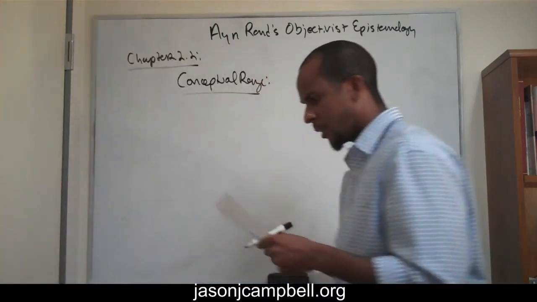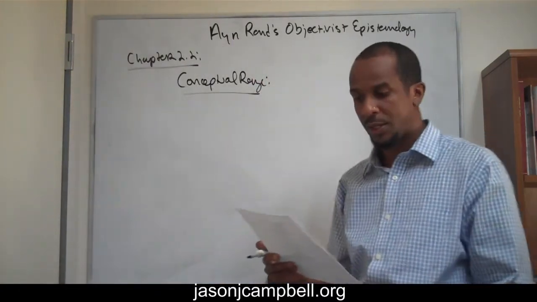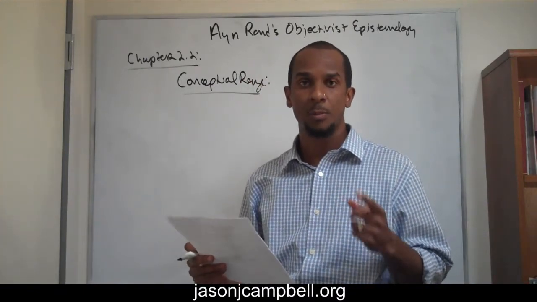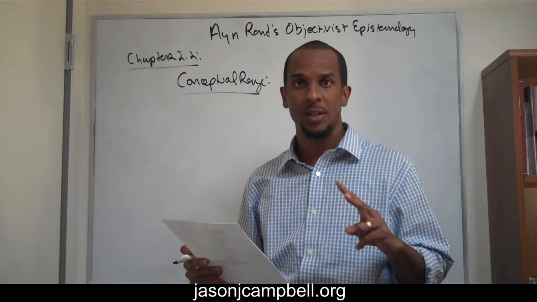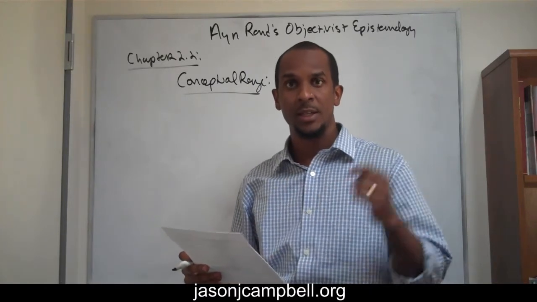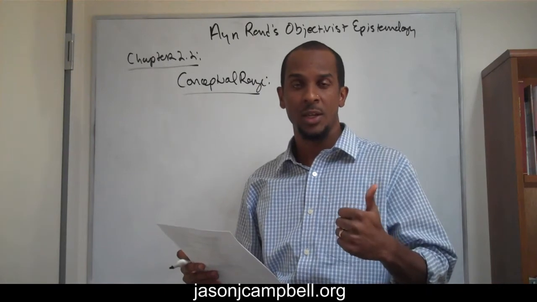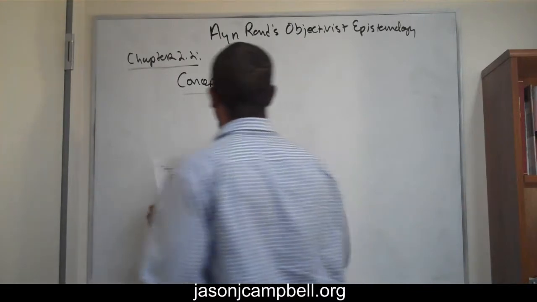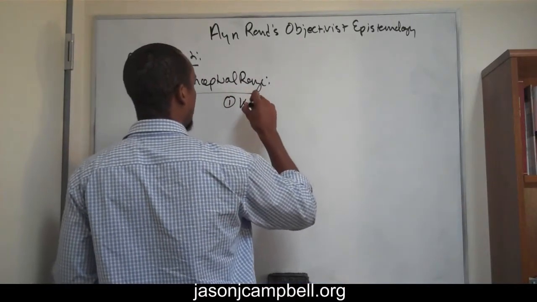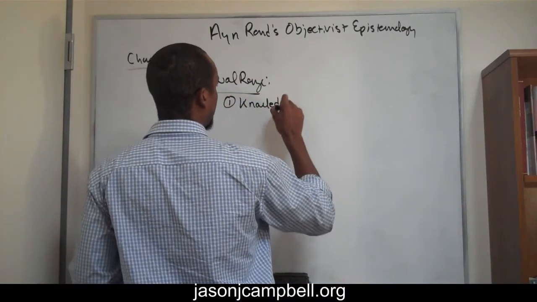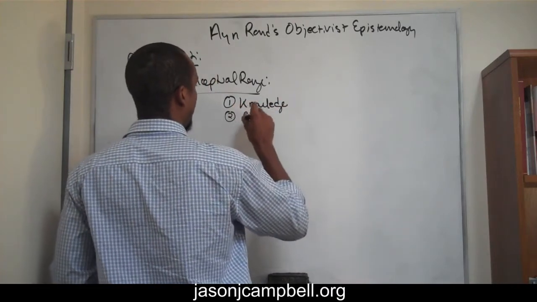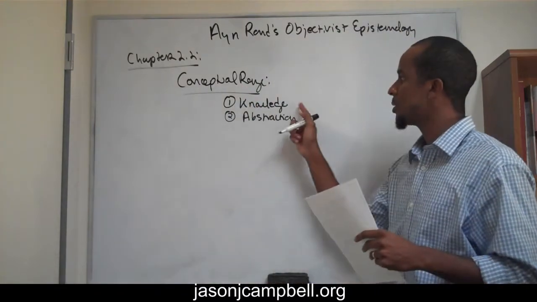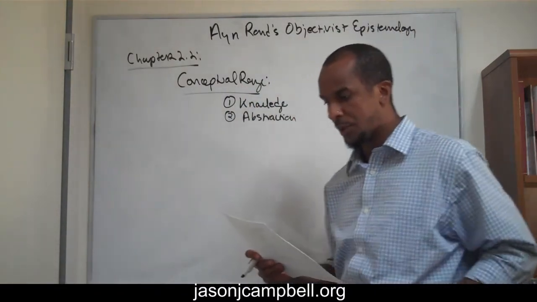The conceptual range is comprised of knowledge and the power of abstraction. So you need two things to discuss a conceptual range according to Rand: we need an articulation of knowledge, and an articulation of the ability to abstract. So it is composed, roughly speaking, of knowledge and abstraction.